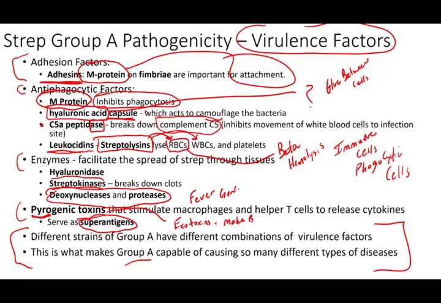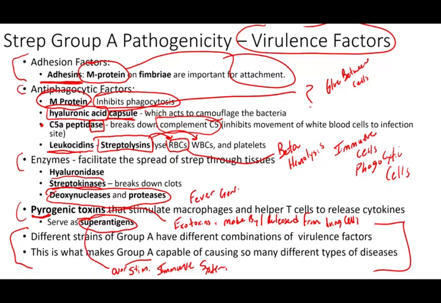So that means made by, released from living cells. And these pyrogenic toxins serve as superantigens, and what that means is it overstimulates the immune system. And so it kind of causes the immune system to overreact, and you can get an overabundance of response. So you can get a pretty extreme fever.